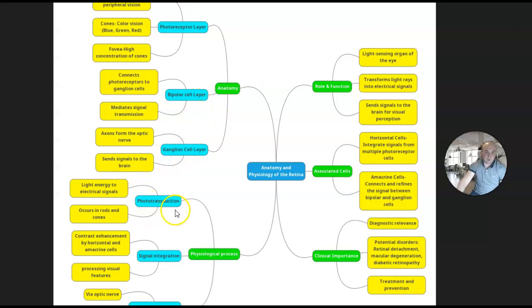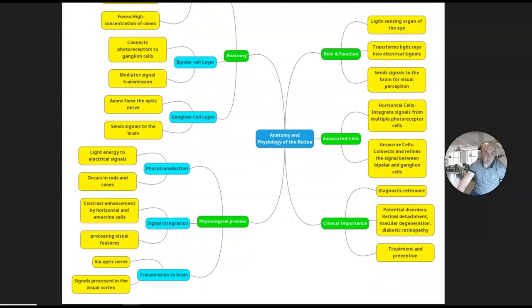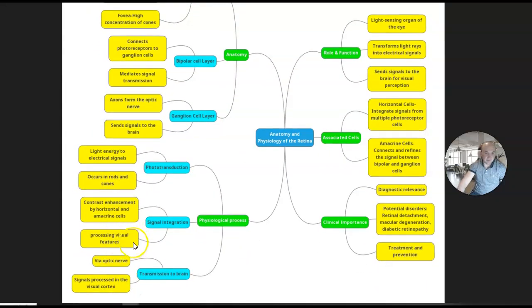And then for the physiological process, you have phototransduction, which converts light energy to electrical signals and occurs in rods and cones. Signal integration: contrast enhancement by horizontal and amacrine cells, processing visual features. Transmission to the brain via the optic nerve, and signals are processed in the visual cortex.